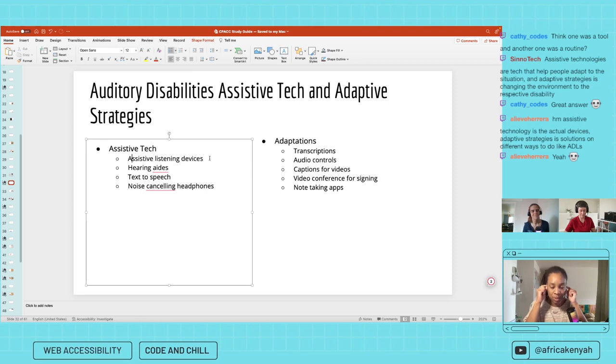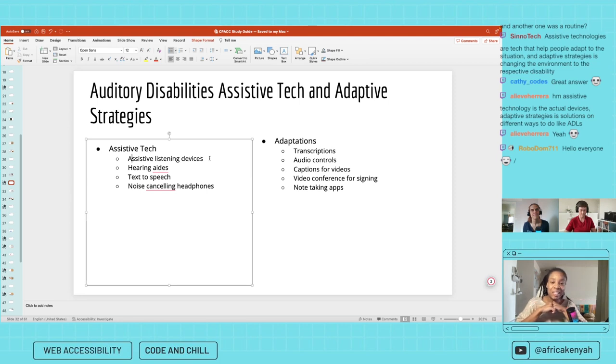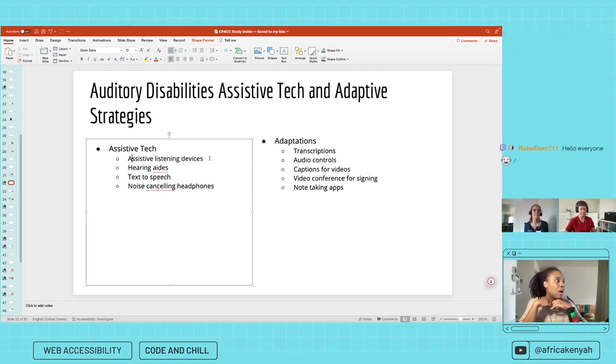Assistive listening devices include cochlear implants, regular hearing aids, and headphones that amplify sound. They have text to speech, so if someone is not able to speak and is a sign language user, they can still write or type, and that is a good way for them to have that output. Noise canceling headphones are another. So when we talk about adaptations, we have transcriptions, audio controls, captions for videos, video conference for signing, and note-taking apps.